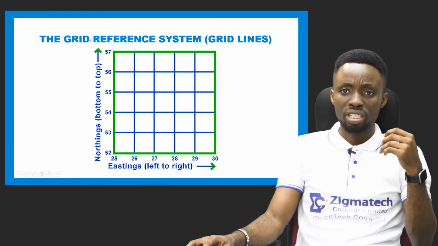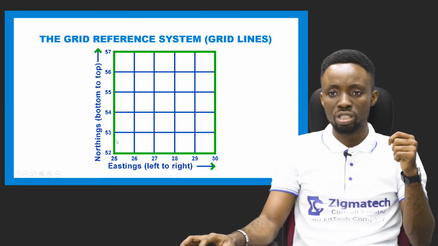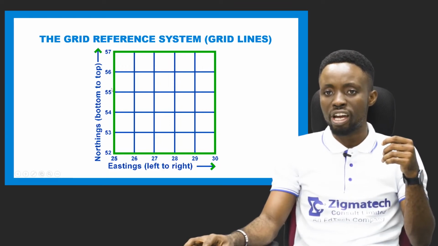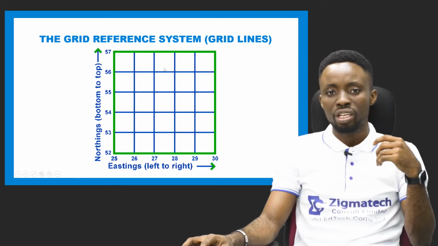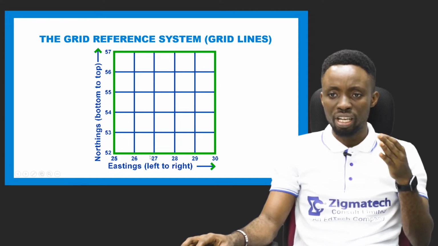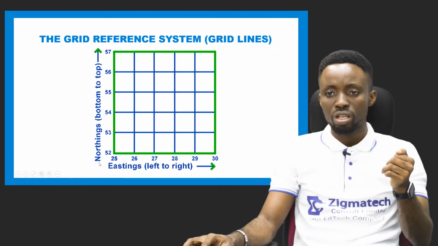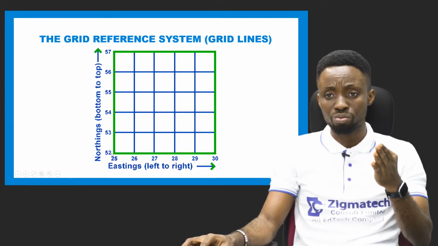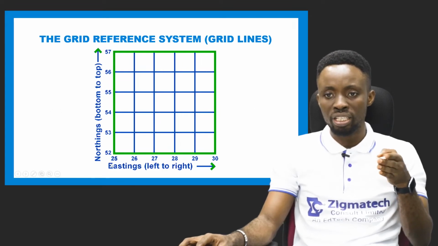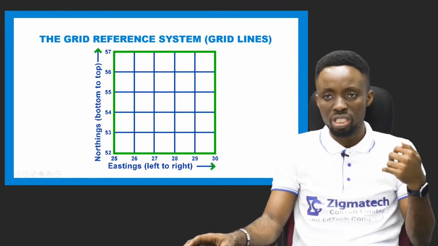So let's look at an example. Now, this is an example of a grid reference system or a grid line. As you can see, we have the northings. Now, these horizontal lines, which is 53, 54, 55, 56, 57, are actually called northings. Then the vertical lines that are going from the left to the right are called eastings. So if we have 25 here, we have 26, 27, 28, 29, 30, and they are being projected towards the eastern part of the diagram. So we call them eastings.